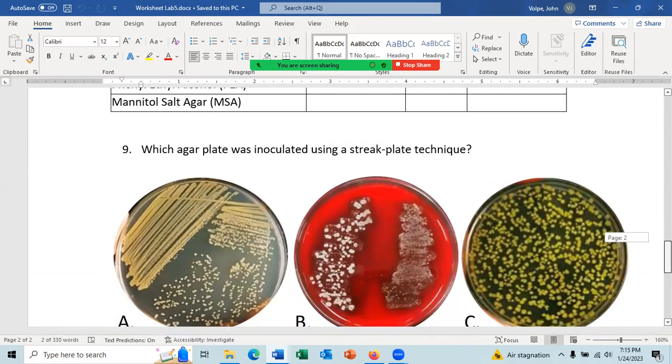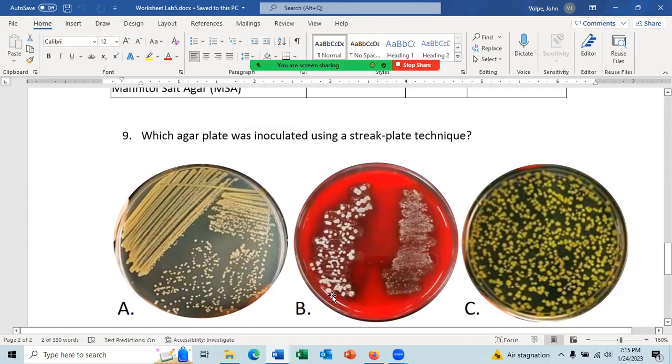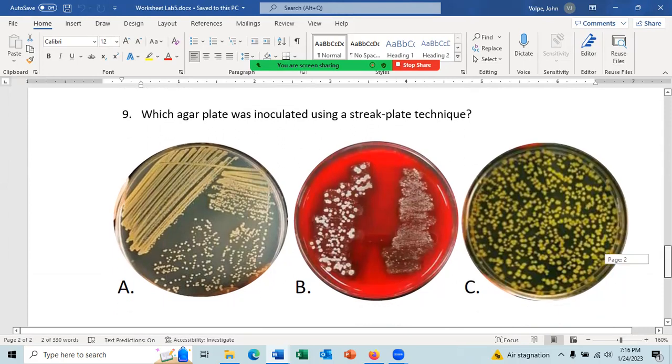And then 9, we have 3 different plates and asking which agar plate was inoculated using a streak plate technique. So say A, B, or C.